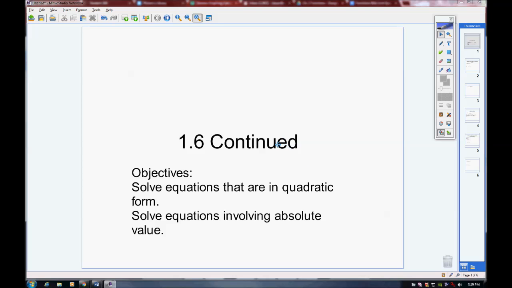College Algebra. Today we're going to do two videos. It's really just one set of notes, but because of our recording problems as time goes on, I'm going to split this one up. So first we're going to talk about solving equations that are in quadratic form. In the second video you'll get solving equations involving absolute value. Super easy.